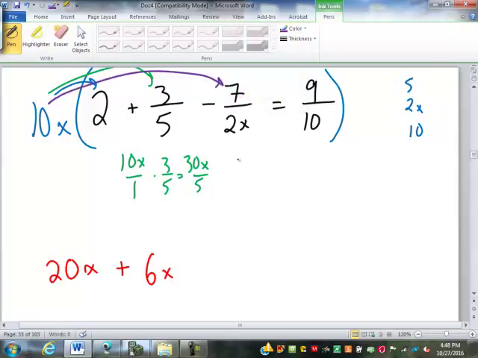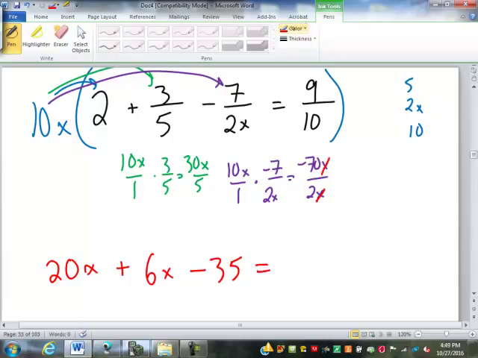10x times a negative 7 over 2x. So 10x over 1. I'm going to put the negative up with the 7. So times negative 7 over 2x. 10x times negative 7 is negative 70x. 1 times 2x is 2x. That divides out. Well, the x's divide out. Negative 70 divided by 2. Negative 35.